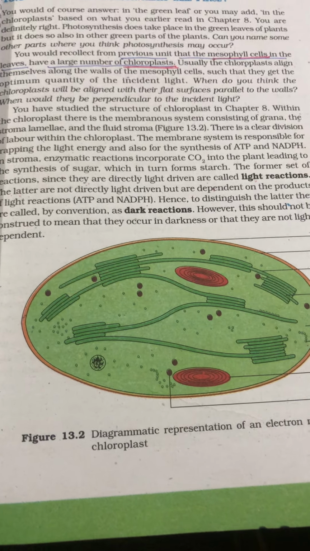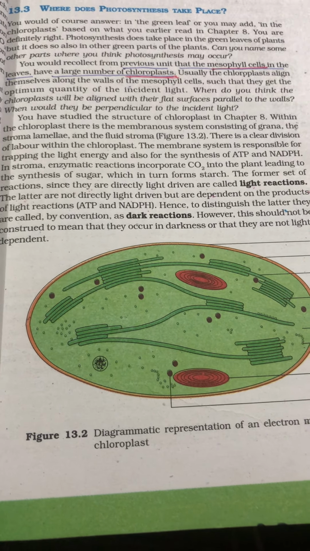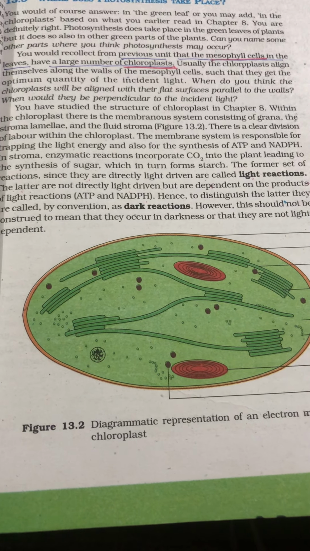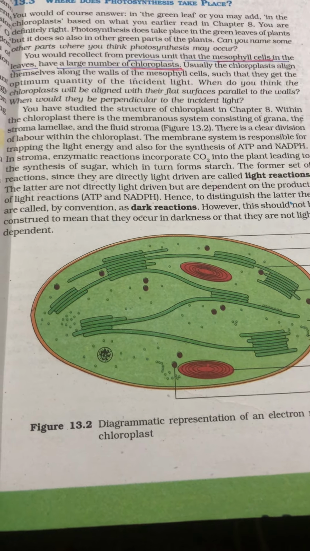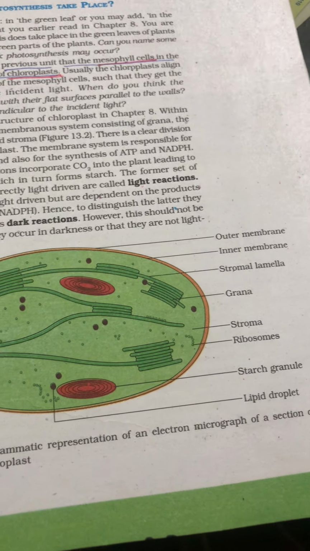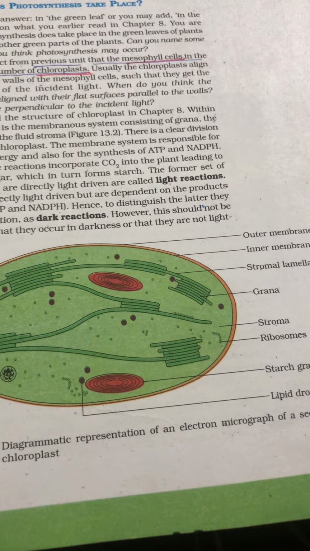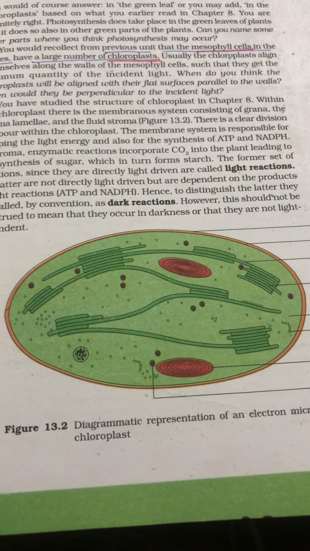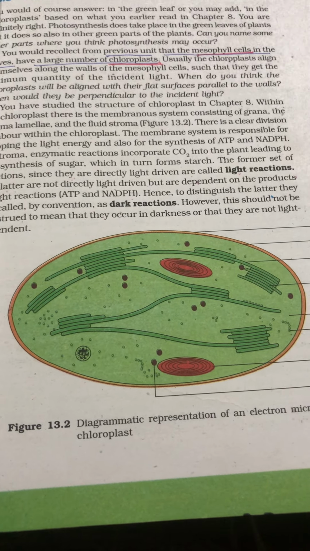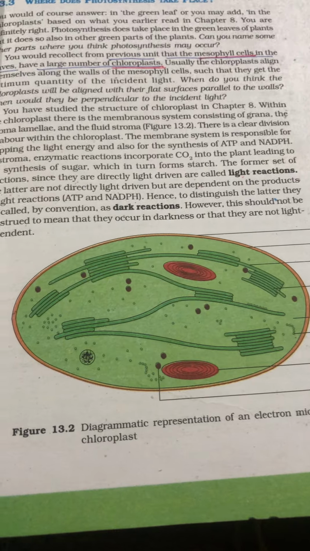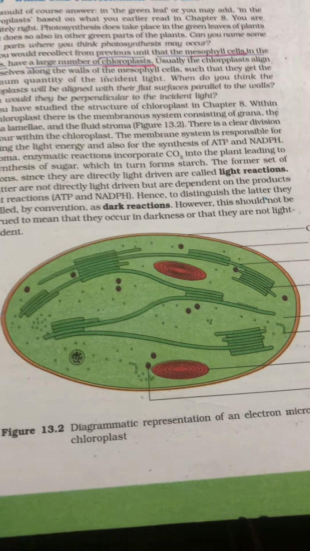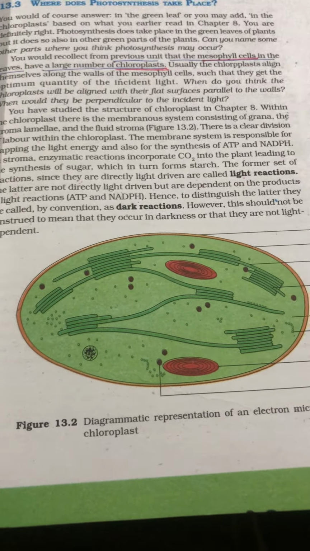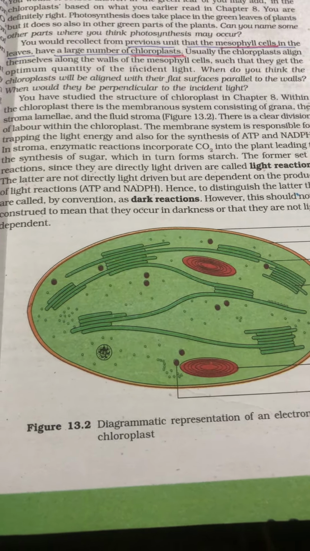So who will carry out light reaction and who will carry out dark reaction? So let us see. First they say that the membrane system is responsible for trapping the light energy and also for the synthesis of ATP and NADPH, right. So outer membrane and inner membrane, both these two membranes are responsible for light reaction. They will capture the light, sunlight, right? So during daytime, this activity is going to be carried out, by utilization of light. So this is called the light reaction, right? Light is needed, so the outer membrane and inner membrane will do this work and synthesize ATP and NADPH.